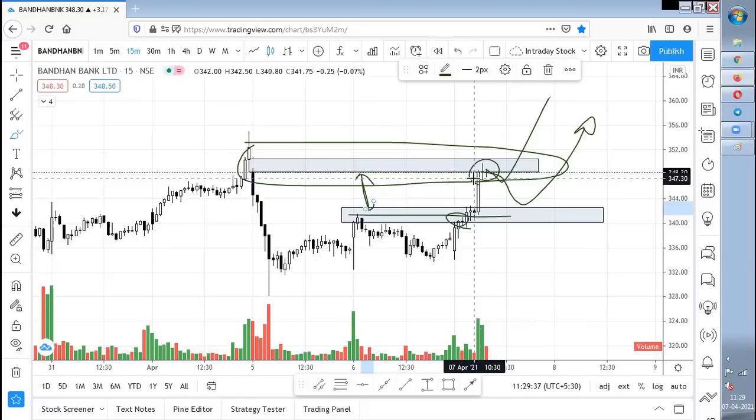So you need to know where you need to enter. I was like, okay, this first candle is a good bullish candle. It has actually engulfed a lot of candles.